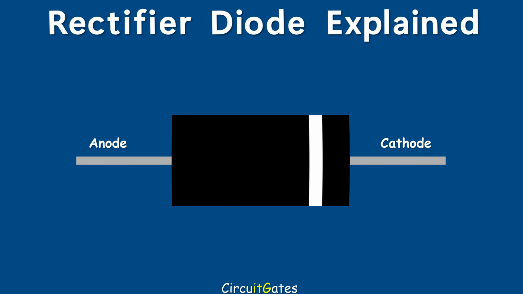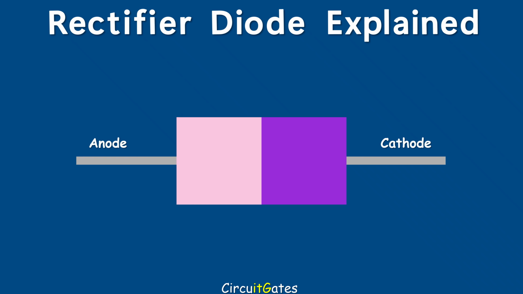A diode in construction consists of two semiconductor materials that have a controlled amount of impurities joined together. One material is called the p-type material and the other is called the n-type material. The impurities added to the two semiconductor materials are to improve their conductivity.